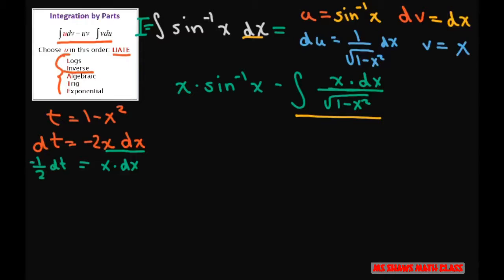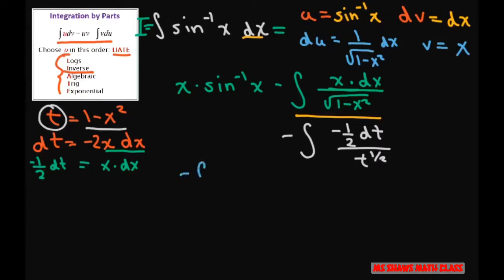So now we can substitute here. The numerator is going to be negative 1/2 dt, and our denominator is going to be the square root of t, because that equals t to the 1/2. So I can rewrite this as negative 1/2 t to the negative 1/2 dt.